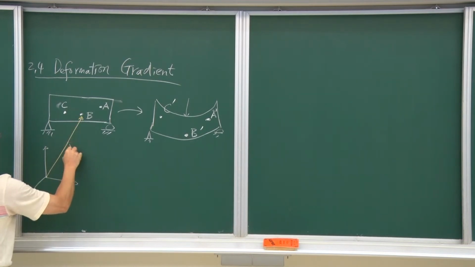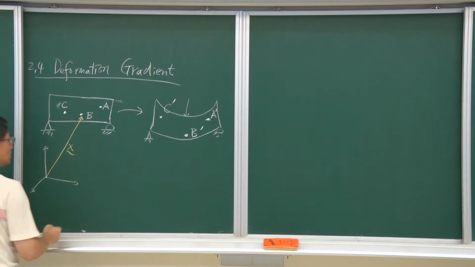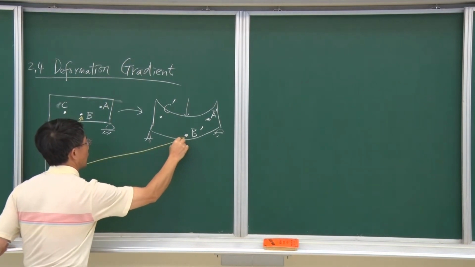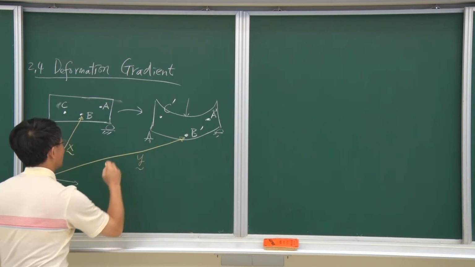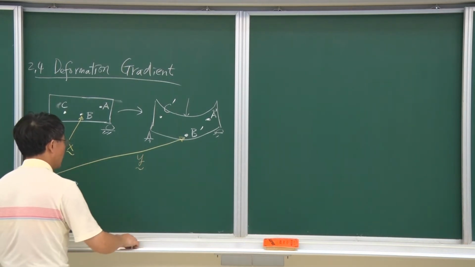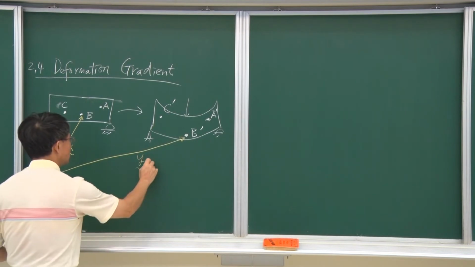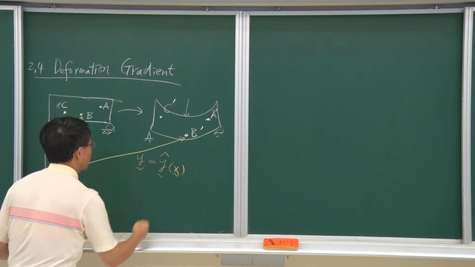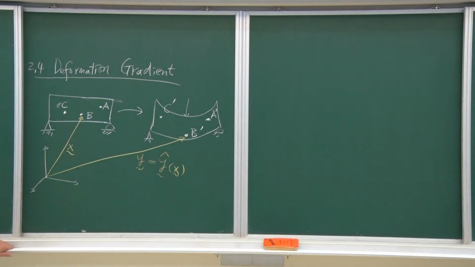Okay, so for every material point, we give it a position vector. Okay, this is the undeformed coordinate. This is the deformed coordinate. Okay, we talked about this before, so I just use the notation before without explaining it again. So we have the relation between y and x.